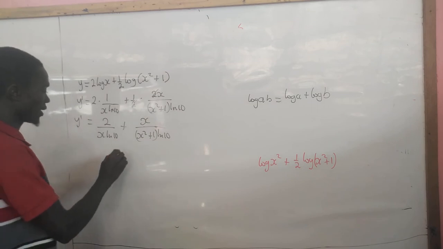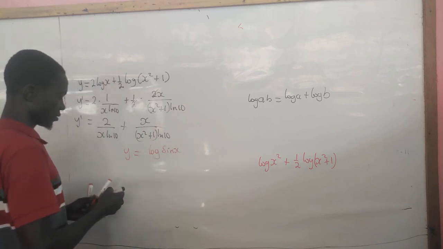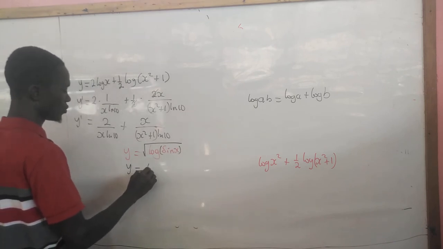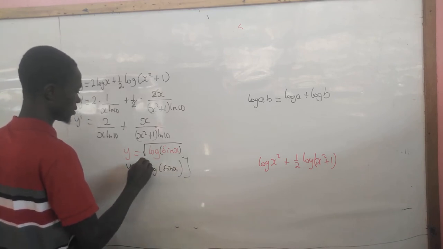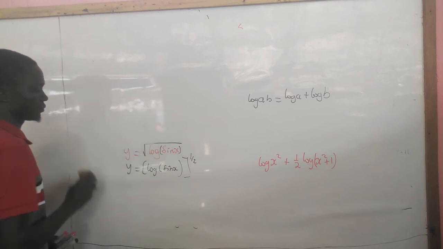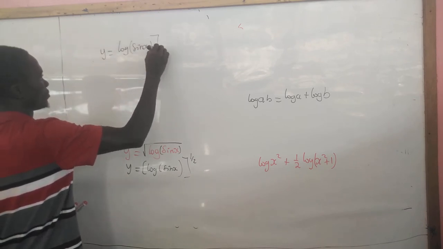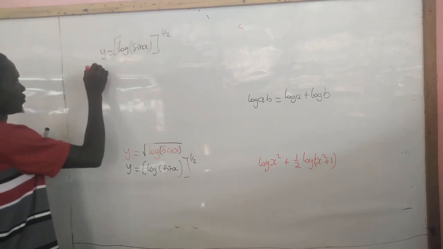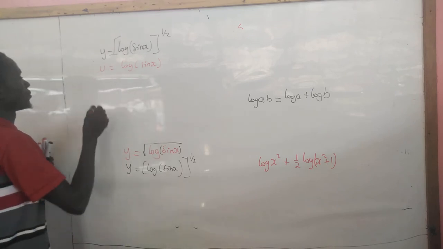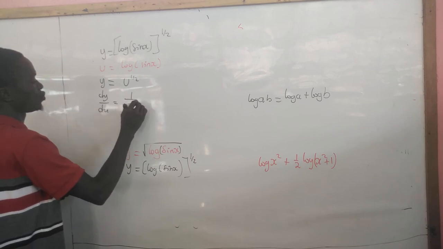Let's assume that we have y is equal to log of sine x under square root. So let's see. We have y equal to log sine x, all to the power half. So what do we do? We are going to use the chain rule. So let me put it here. y equal to log sine x, all to the power half. So here, we let u equal to log sine x. This implies that y is equal to u to the power half, and the derivative of y with respect to u is equal to 1 divided by 2 root u.